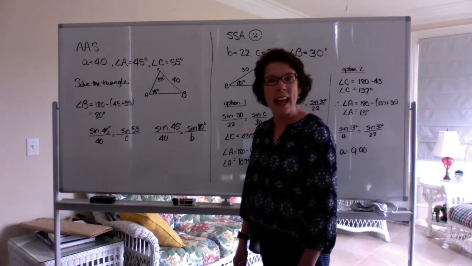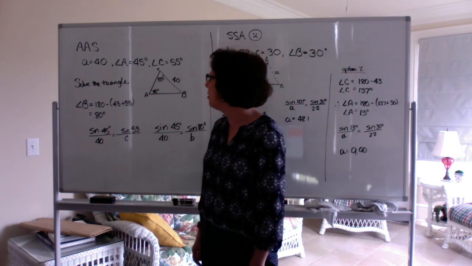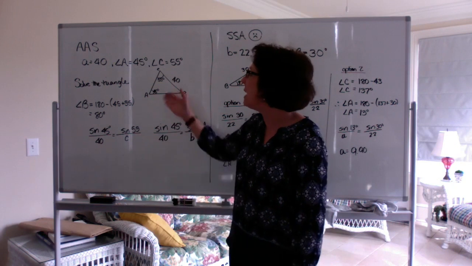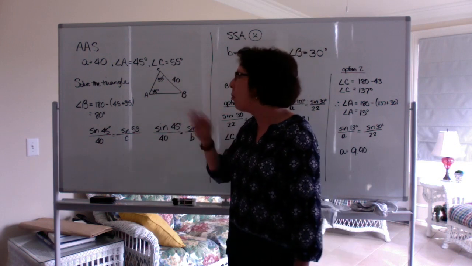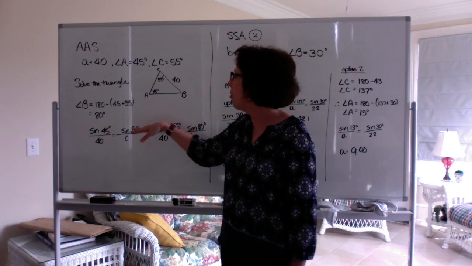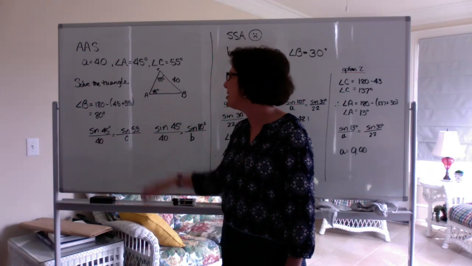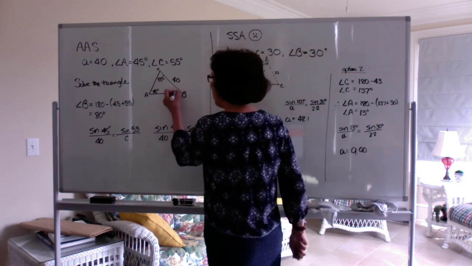Okay, the AAS. All right, I have two angles and I do not have the side between them. So anytime I have two angles and then some side, I know right away I can solve for the missing angle by just adding the two I know and subtracting from 180. So now I know that angle B is 80 degrees. I'll go ahead and put that in there.